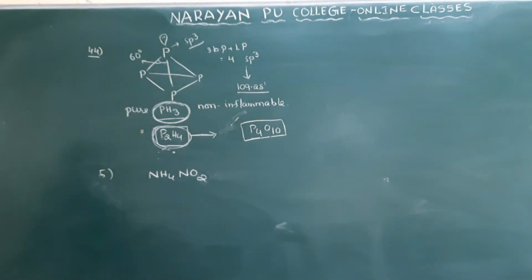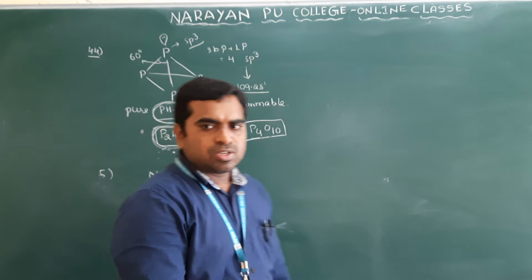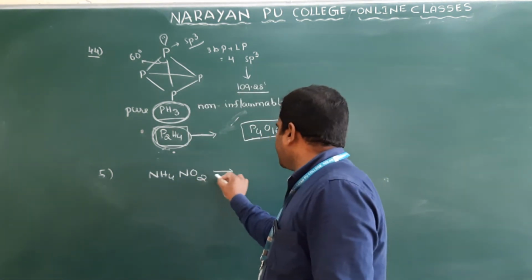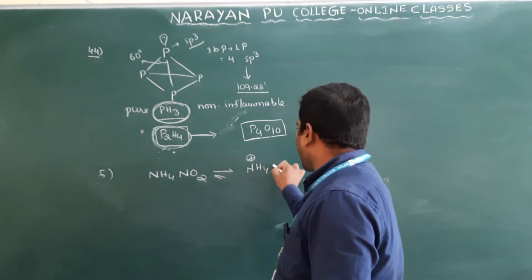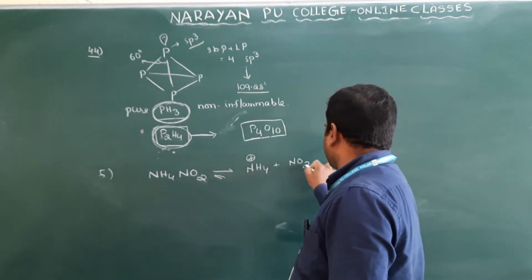The oxidation numbers of nitrogens. Clear? So it is a compound. How will it be dissociated? It will be dissociated into NH4+ and NO2-.